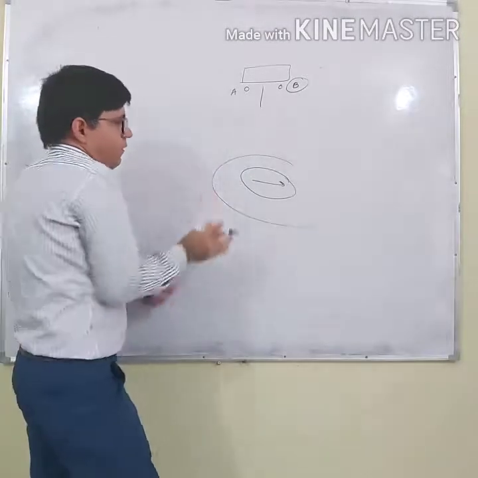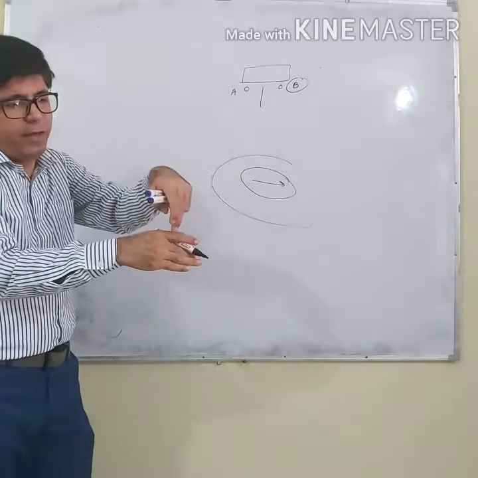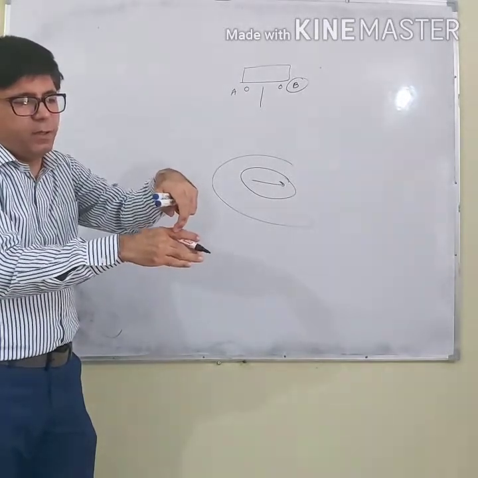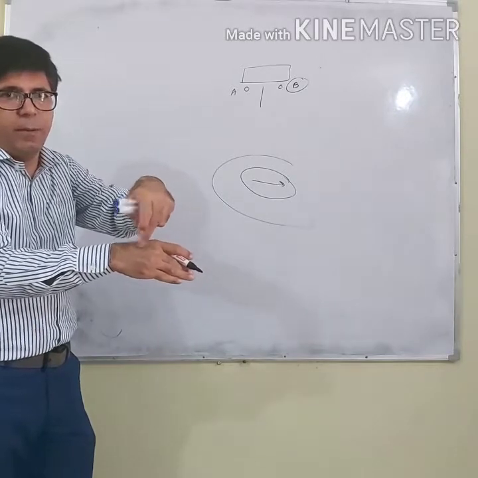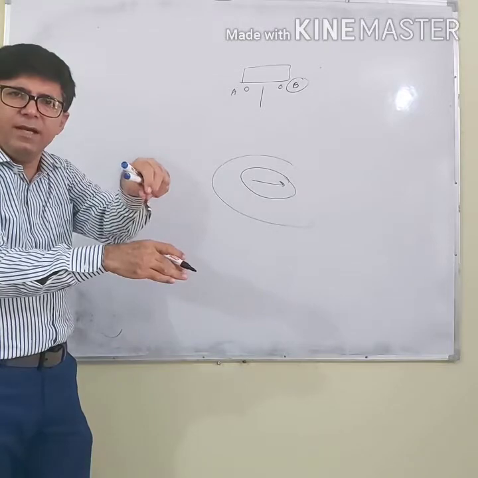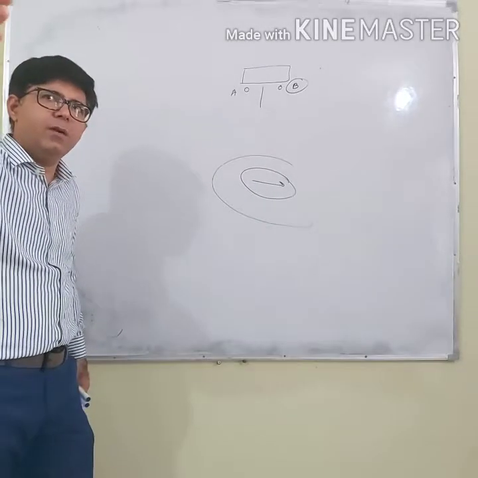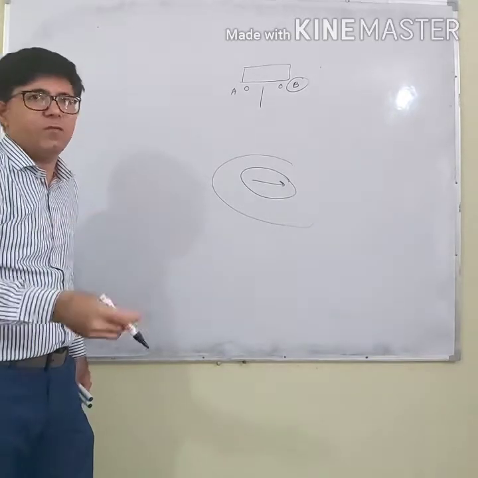In one case, one eye is here, another eye is here. But in case of a predator, both the eyes are here. By this, their field of view becomes 180 degree. And the second point is that they can estimate at what distance the prey is from them.